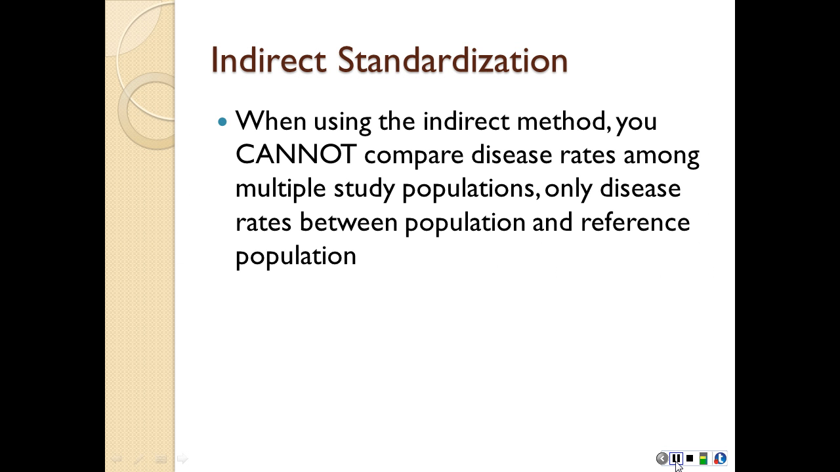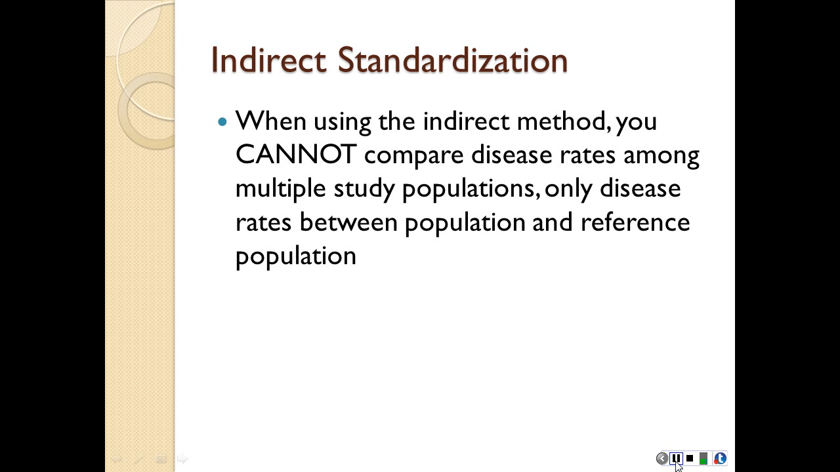Now, the other take-home message is that when you're using the indirect method, you cannot compare disease rates amongst multiple study populations. If we were using the direct method of standardization, we could take many populations and compare them all to each other, because we could standardize them all back to that one original population. So if we'd had a population C in the direct standard, we could have standardized it to the age distribution of population A. We could have kept going. In indirect, you cannot do that because you're using a third hypothetical population. So you can only make comparisons back to that.